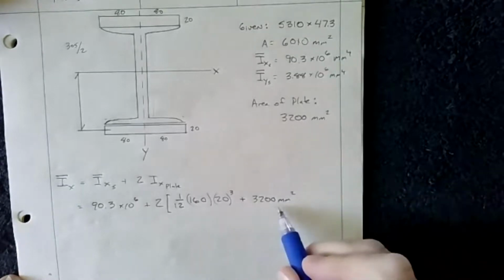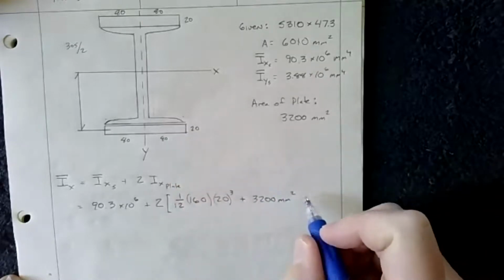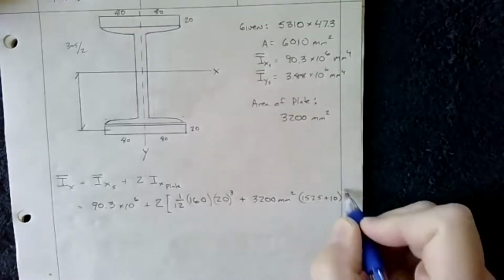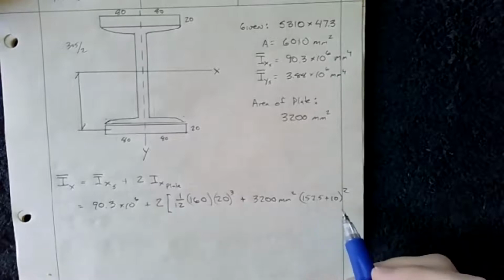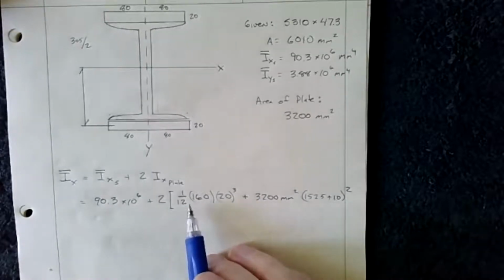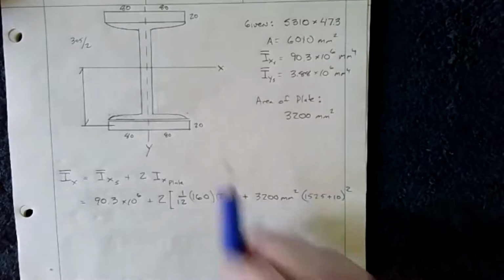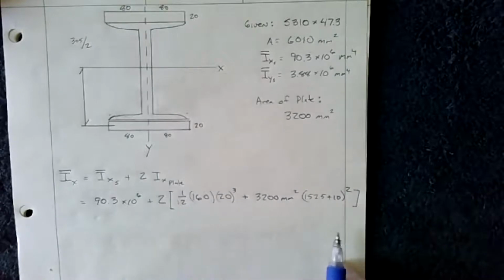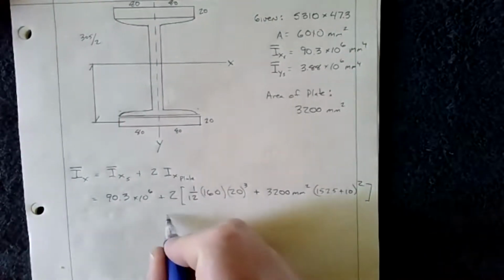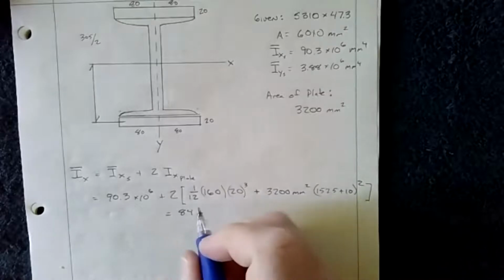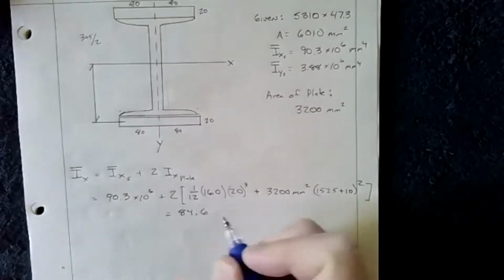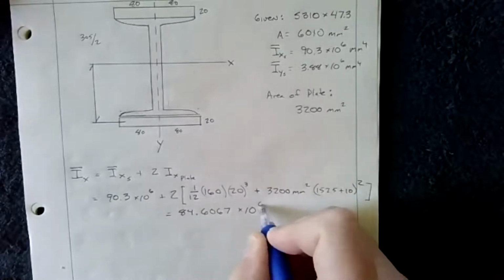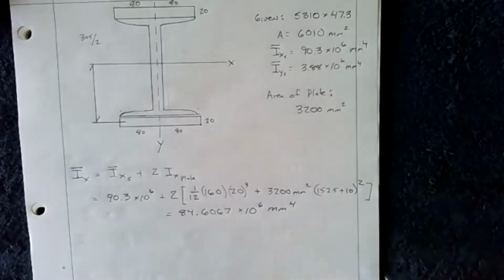That's the area of this, and then times 152.5 plus 10 squared, or 162.5. So again, we have the Ix plus AD squared because the plate's not at the axis. We put our bracket on the end, and then we do the rigorous math, and we get 84.667 times 10 to the 6 millimeters to the 4th.